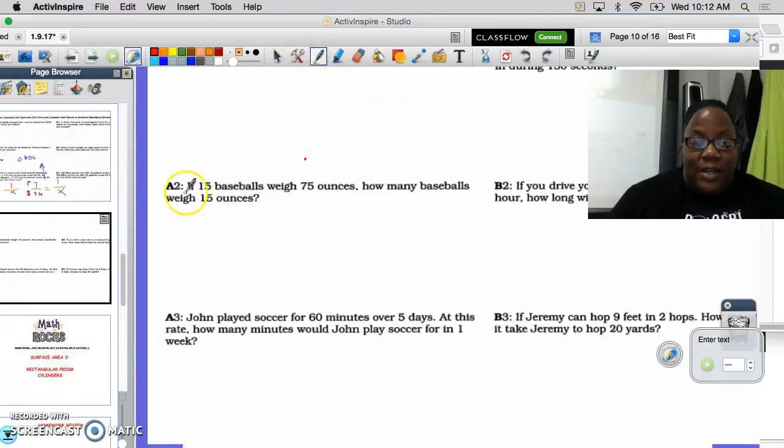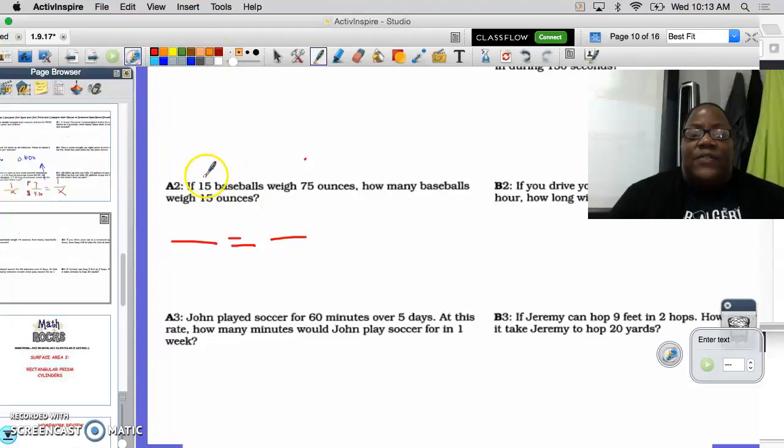In the last video I did A1, so I'm going to help you out with A2. Remember, there's two things that you need to do here. Find the unit rate, and then apply the unit rate to the other amount of item or money, whichever the question asks. So for example, if 15 basketballs weigh 75 ounces, how many basketballs will weigh 15 ounces?